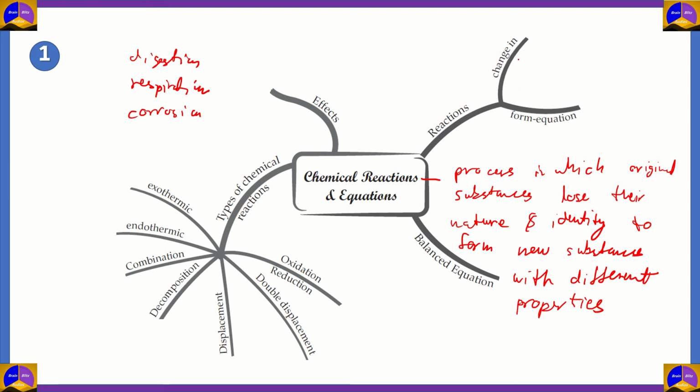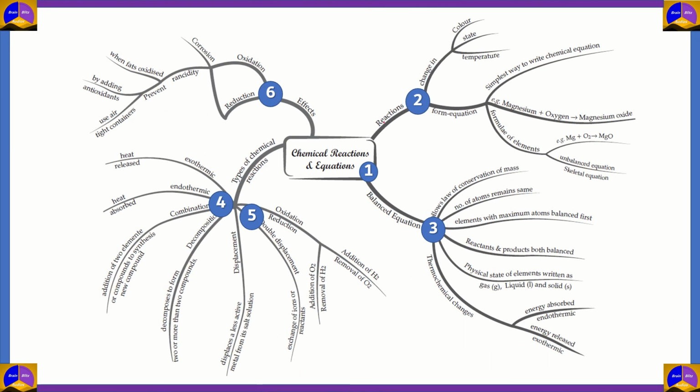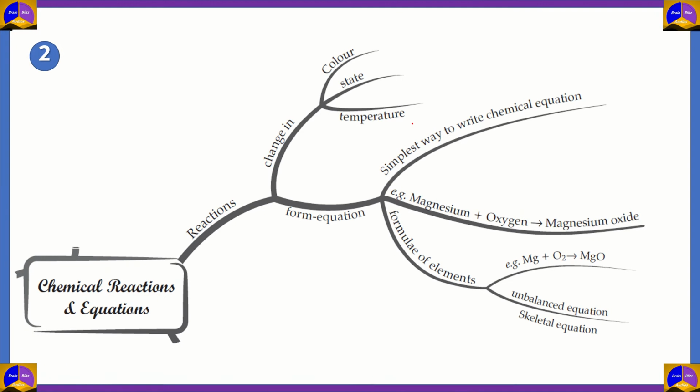So in this particular chapter, we're going to be looking at reactions, how we represent reactions, how you identify a reaction, and then we'll be looking at the types of chemical reactions and some of their effects in daily life. So, let's move on to reactions.